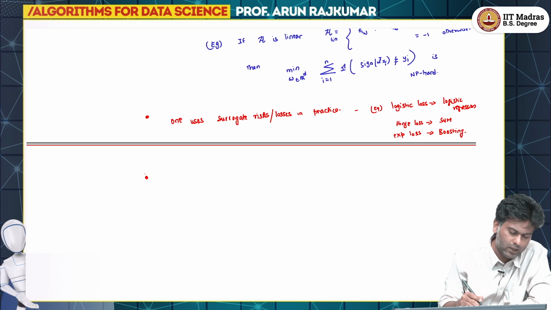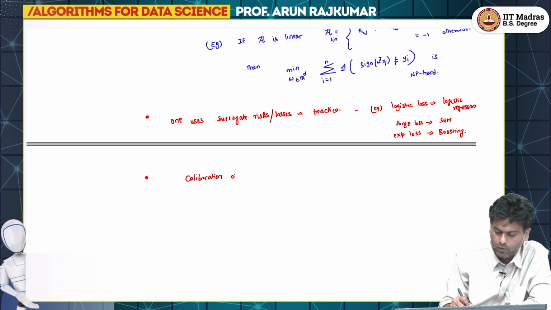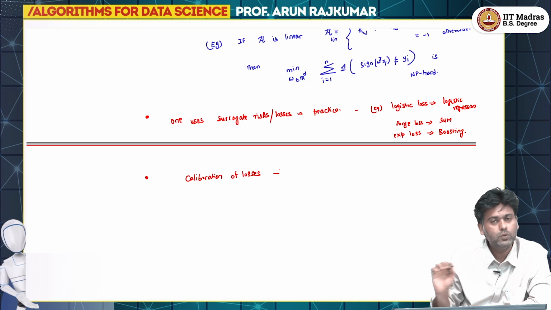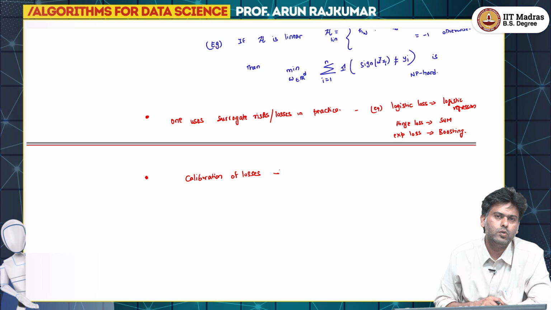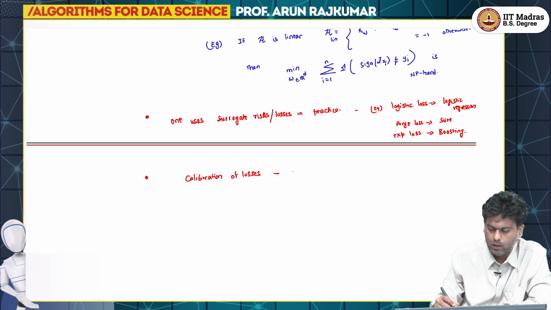And the general field that studies this is what is called calibration of losses, which we are not going to look at in this course, but in a proper statistical learning theory course. So I think this will also be spoken about. Okay, not in this course.